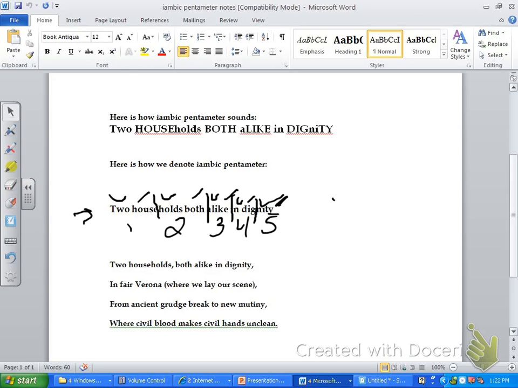Okay. I would like you to take the rest of this. These are the first four lines from Romeo and Juliet. And I'd like you to do the same thing. Break it apart by iambs. Okay? I'll be with you in a few minutes. Try it out. Get some practice.